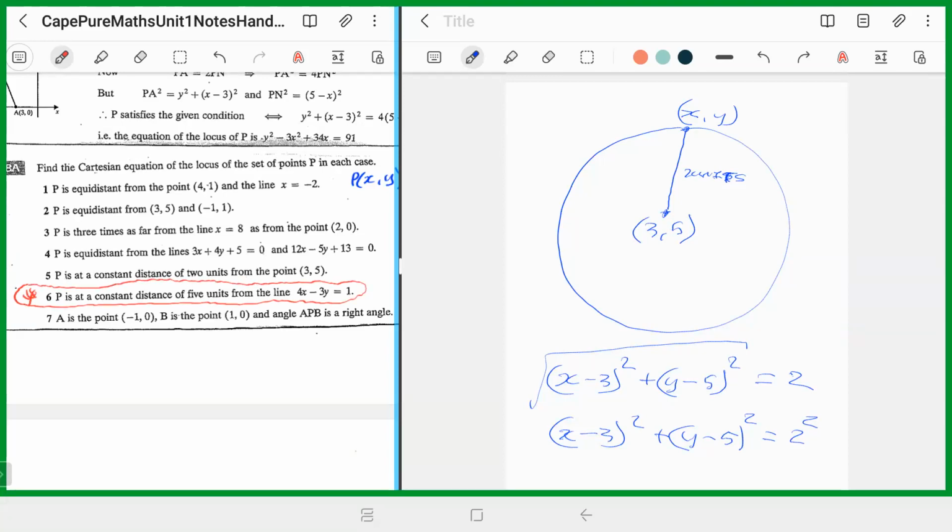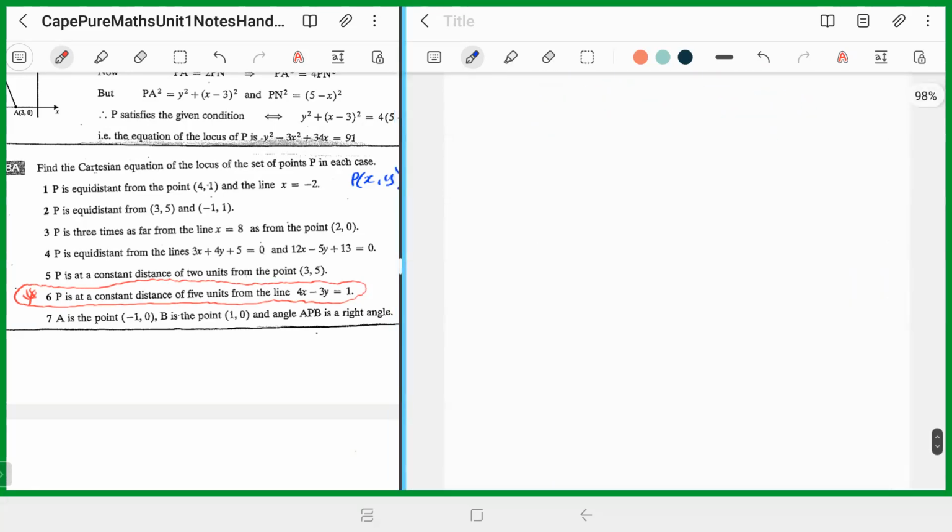That one, no. P is a constant distance of 5 units from that line. That's a line 1 again. P is a constant distance of 5 units from that line. All right, so to give us that line, which is 4x minus 3y equals 1, I'm going to transpose the 1 and get 4x minus 3y minus 1 equals 0. The distance of P from this line is always 5 units. So it means that that distance from P, remember P is a point xy now.